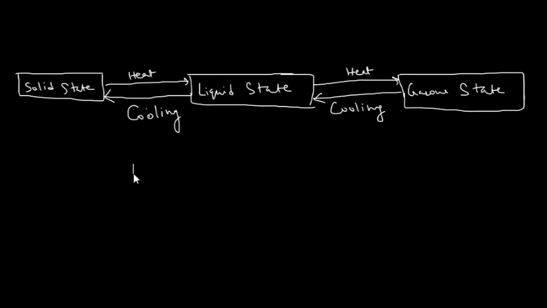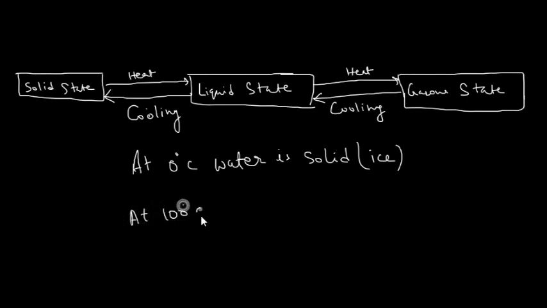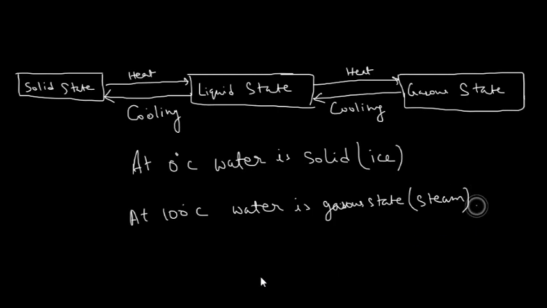So at 0 degree centigrade, water is solid, that is ice. At 100 degree centigrade, water is gaseous state, that is steam or water vapor.